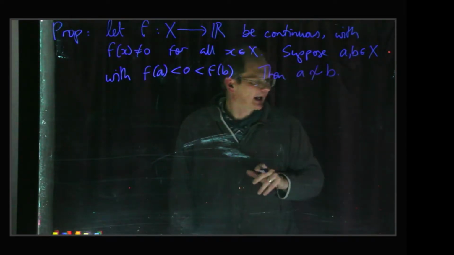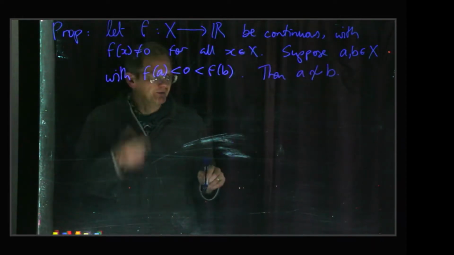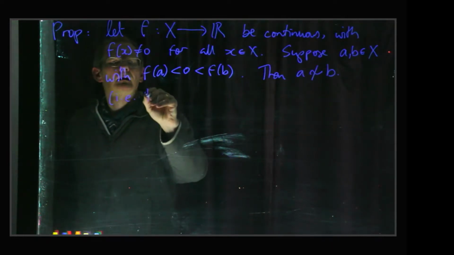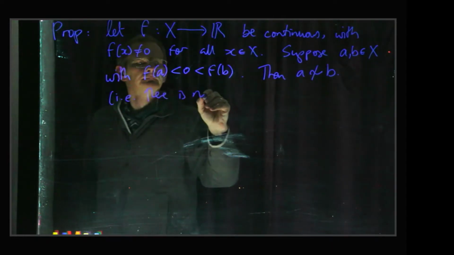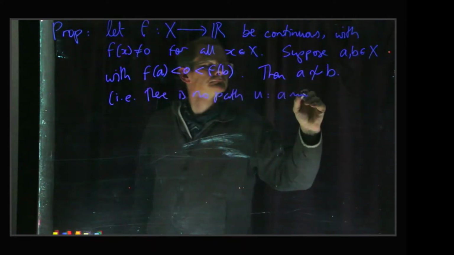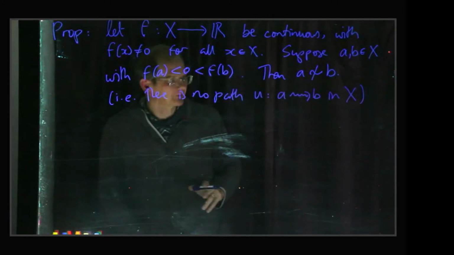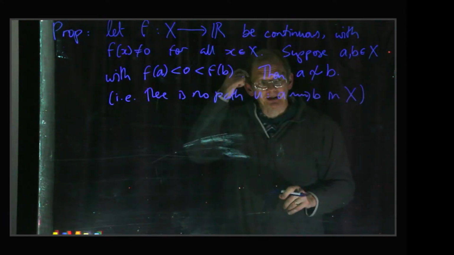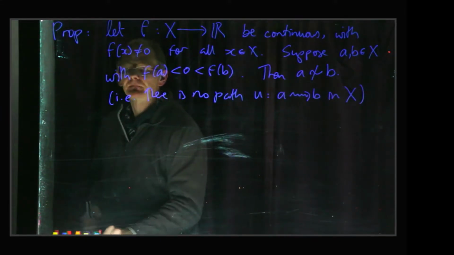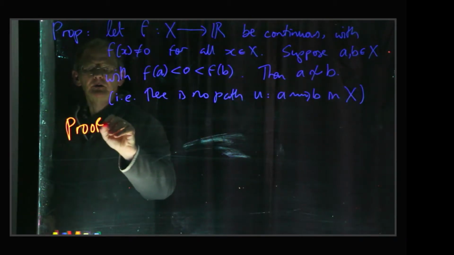Then I want to claim that A is not equivalent to B with respect to this equivalence relation that we've been considering. So let's just spell that out. Saying that there's no path u from A to B in X. And the proof is not very hard. And the key point is the intermediate value theorem.